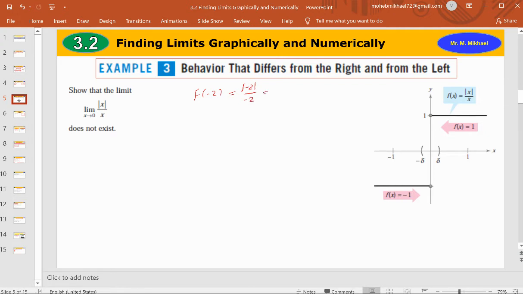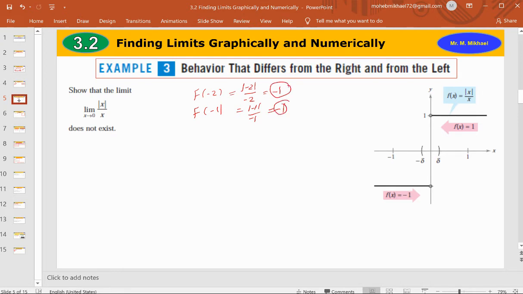Absolute value of negative 2 is 2. 2 over negative 2 simplifies to negative 1. Another negative value, negative 1. F of negative 1, the absolute value of negative 1 over negative 1, simplifies to negative 1. So whatever negative value you choose, you get negative 1 all the time.